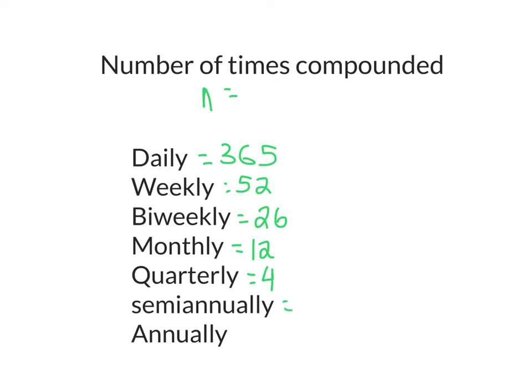Semi-annually means we're going to gain interest twice a year, once at the halfway mark and then once at the end. Then annually would be once a year.